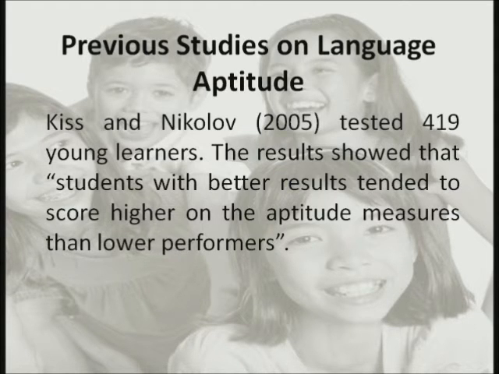Additionally, previous studies have been made testing language learners' aptitude. In 2005, Kiss and Nikolov tested the aptitude of 419 young learners, and their findings showed that students with better language performance tended to score higher on the aptitude measure than lower performers, demonstrating that aptitude tests helped predict the learner's language success.